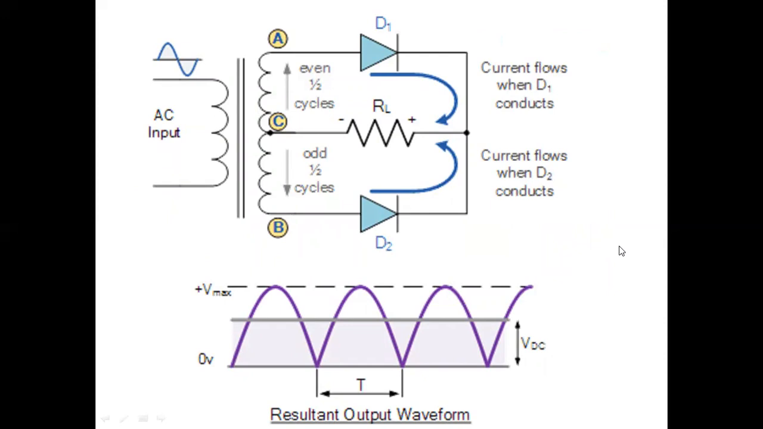Here again we have shown this with a center tap transformer. For a positive half cycle, current flows when D1 conducts, and current flows when D2 conducts. This is also another diagram for the center tap transformer. Therefore, the resultant output should be like this. This is nothing but the full wave output which we are getting.